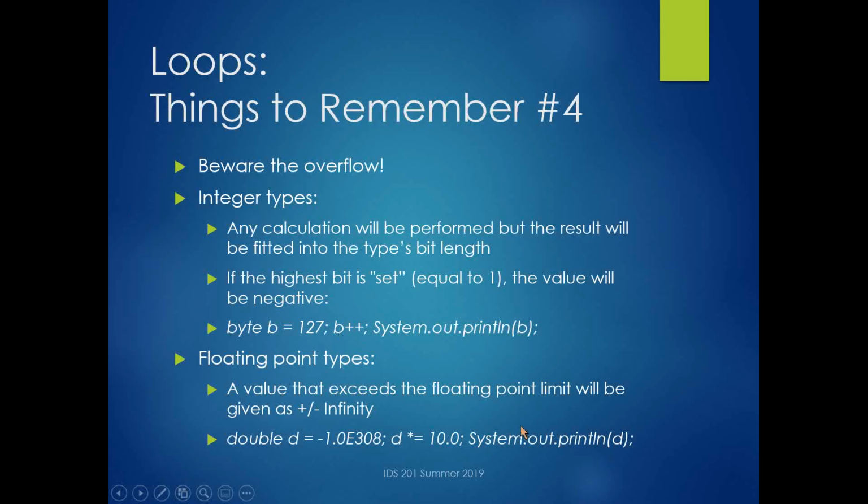For floating point types, though, it's a little simpler. Any value that exceeds the floating point maximum value, for example, 10 to the 38th for floats and about 10 to the 308th for doubles, is going to come out as infinity. So here if we have double d is negative 10 to the 308th, and we multiply that by 10, it becomes negative 10 to the 309th, which is outside the allowable values for a double. It just evaluates to negative infinity. And that's actually what you see in Java.